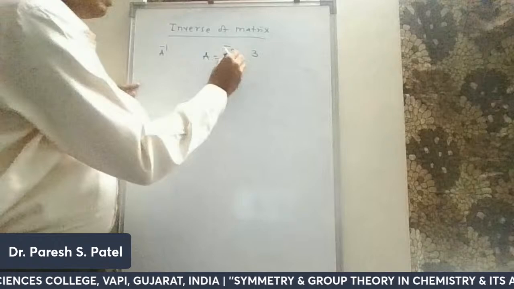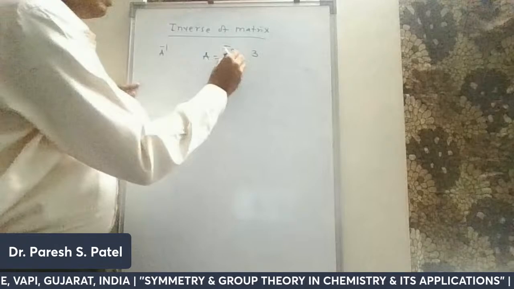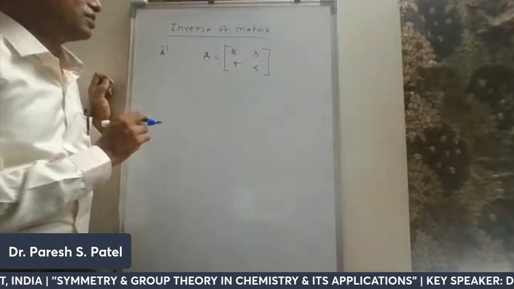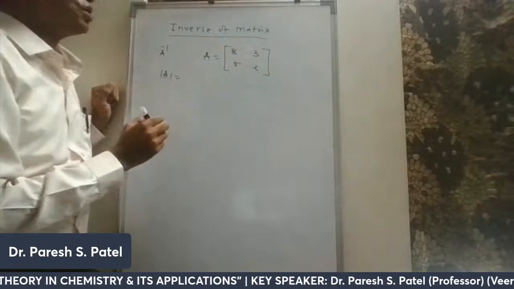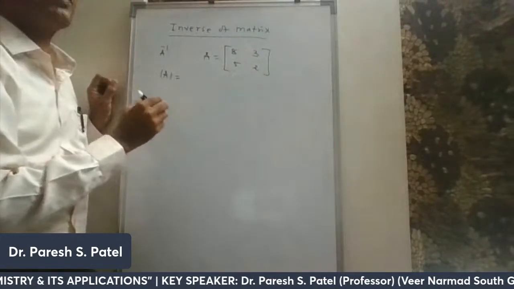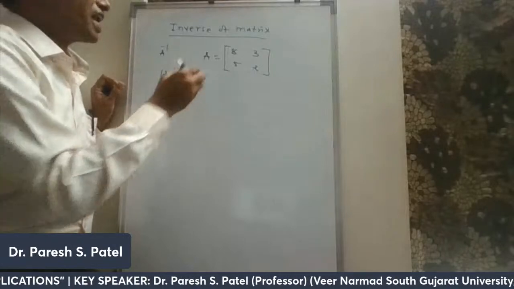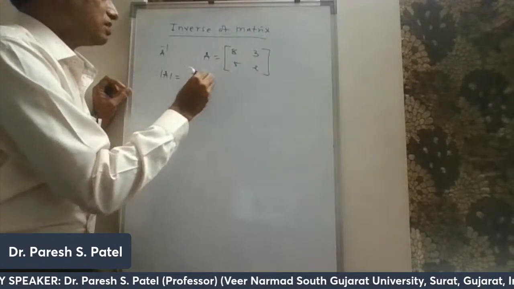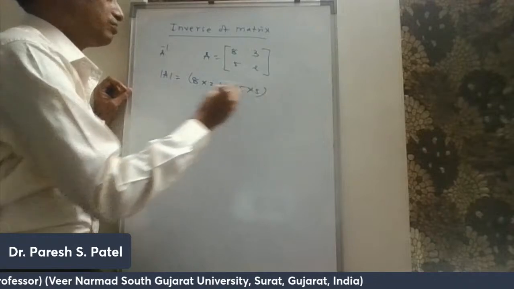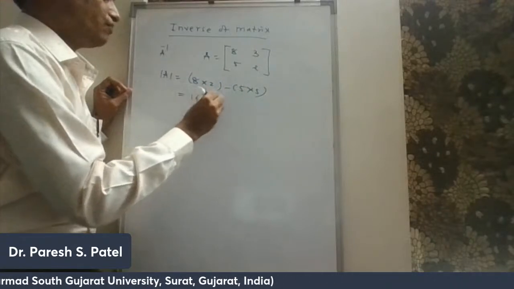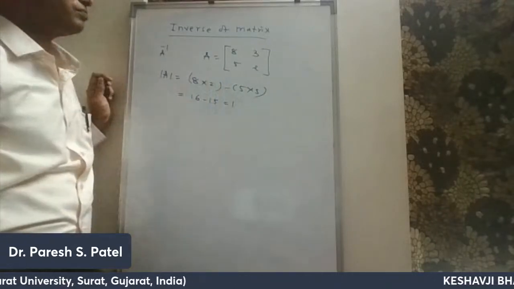How to find out the inverse for the two-dimensional matrix? It consists of 4 stages. First of all, we have to find out the determinant of this matrix, which is equal to the combination of diagonal elements minus other than diagonal elements. It means 8 times 2 minus 5 times 3 is equal to 16 minus 15 is equal to 1.